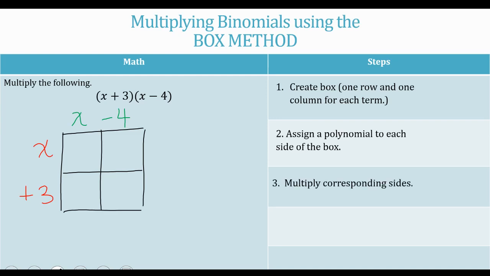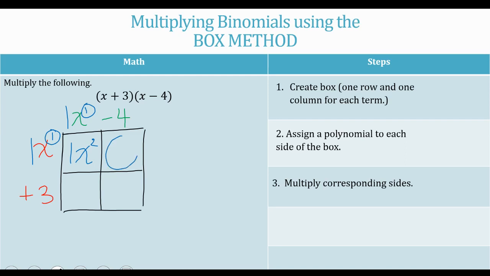So from here, we're going to multiply corresponding sides. So we have x times x. That's what's going to go in this first box. We have our invisible coefficients if you want to put those in, and our invisible exponents. 1 times 1 is 1. And then we have to add our exponents. Don't forget that. Whenever we're multiplying terms with like bases, we add our exponents. So 1 plus 1 is 2. So this first box is 1x squared.